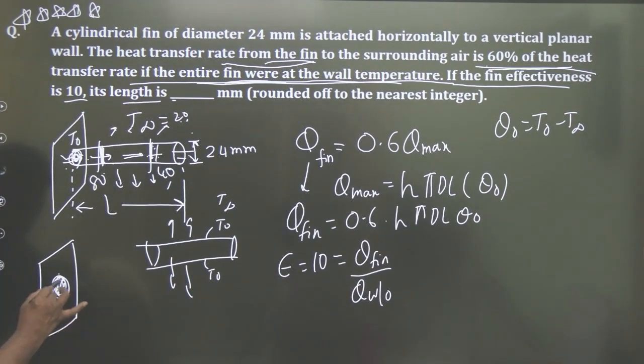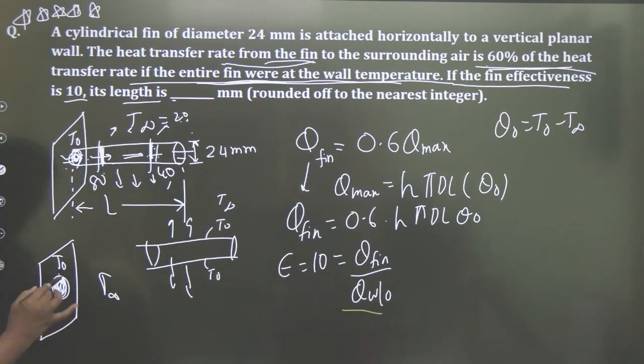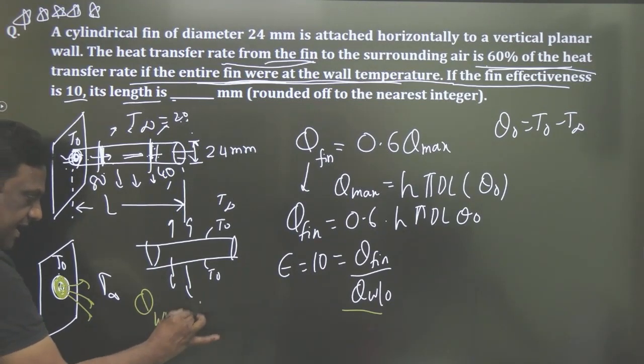So you tell me, this is temperature T0. The base is at T0, and the ambient is T ambient. Now you tell me what is the heat transfer from this. If I want to calculate heat transfer without fin, I have removed the fin. So if there is no fin, what is the heat transfer? It is heat transfer without fin is hA.